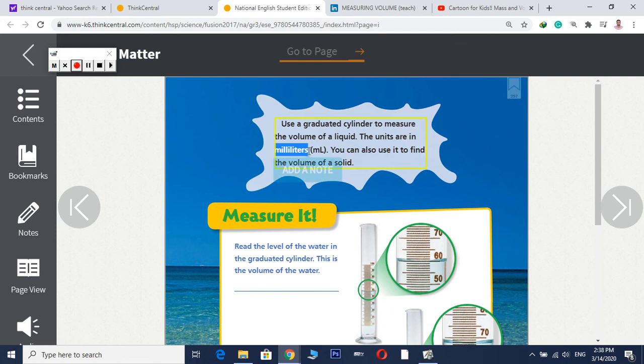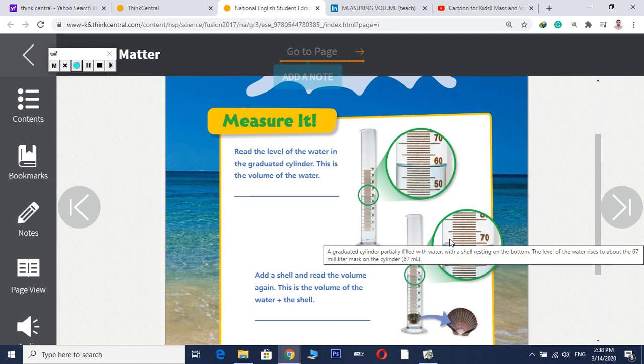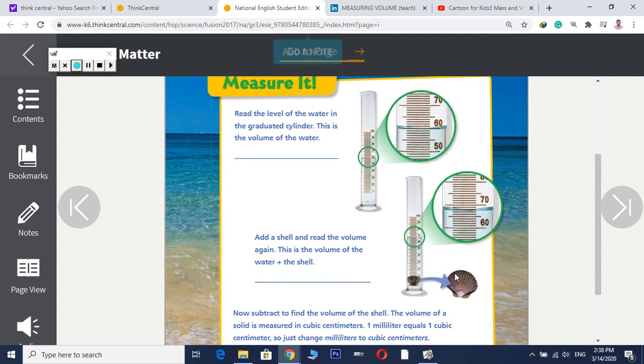You can also use it to find the volume of solid. It's telling you that I can use the graduated cylinder to find the volume of solid. How could it be? This is easy. I will fill this with water till like 60 and then put the solid thing inside it. The difference between the two measurements will be the solid one. So let's do it. Let's read the level here. It will be 61, 60. Let's say it's 60.